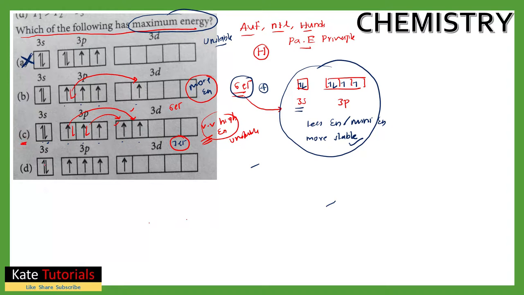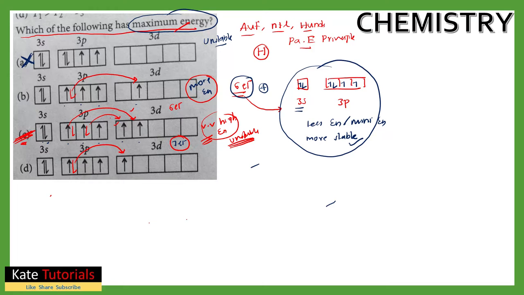Talking about D, 1, 2, 3, 4, 5, 6. 6 electrons, and the 6th electron should come here. Only one excitation. So our answer for this question is C, because 2 excitations means very high energy. The electron configuration will be unstable. They have asked maximum energy, so C is the answer.